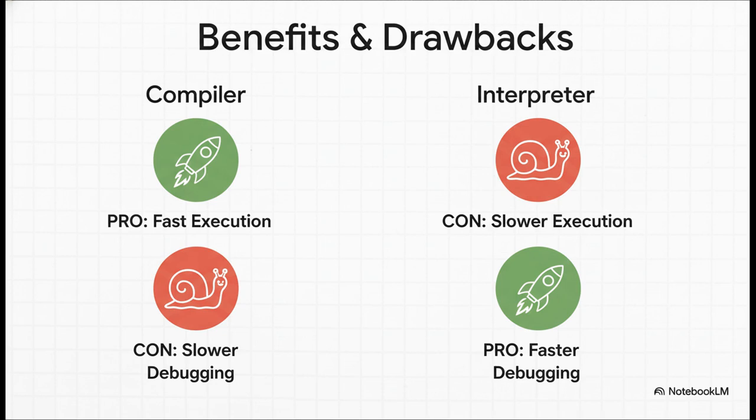Because the compiler does all of that translation work up front, the final program it creates runs incredibly fast. But finding and fixing bugs can be a pain, because every single time you change something, you have to recompile the entire program all over again. Interpreters are the total opposite. They run slower because they're translating on the fly, right? But debugging is so much quicker because the program stops at the exact line where the problem is.